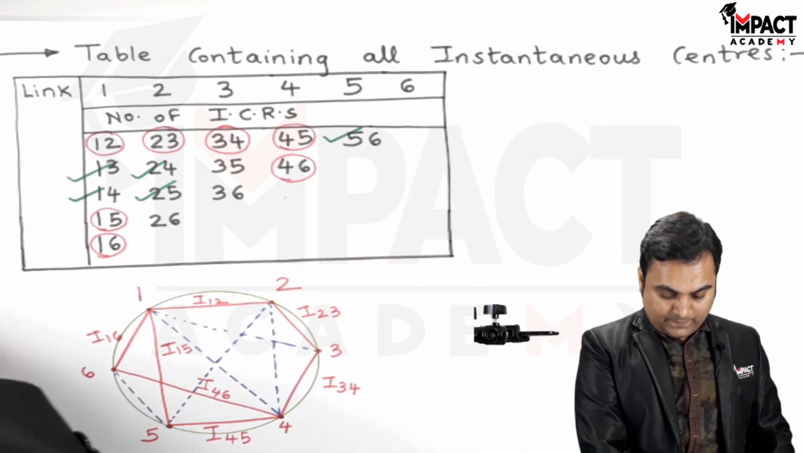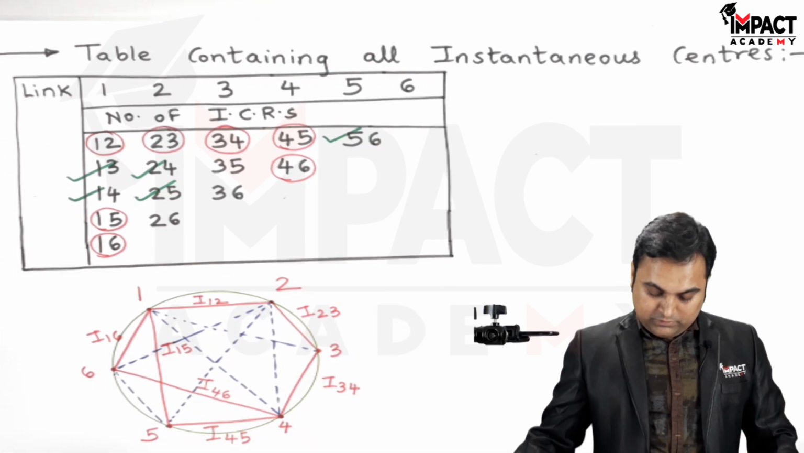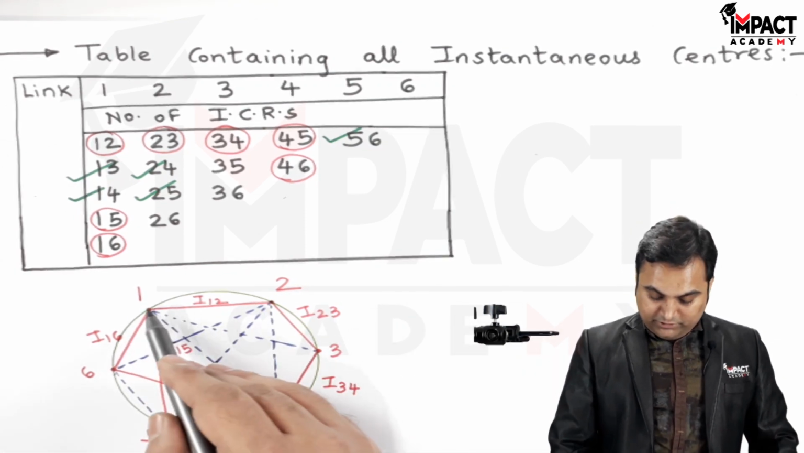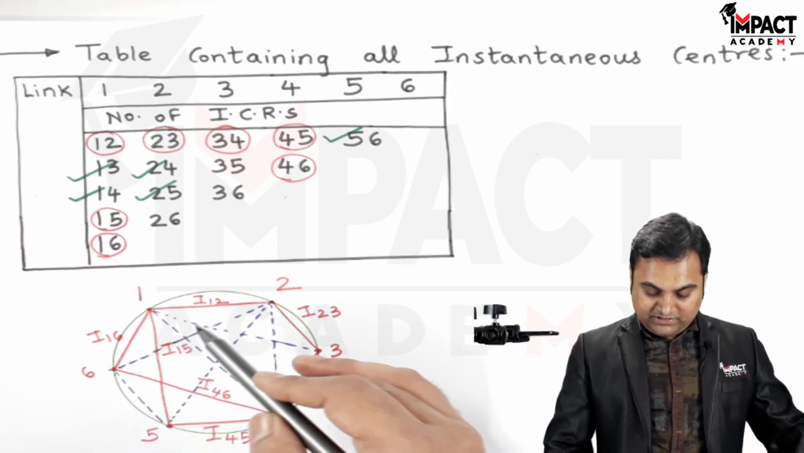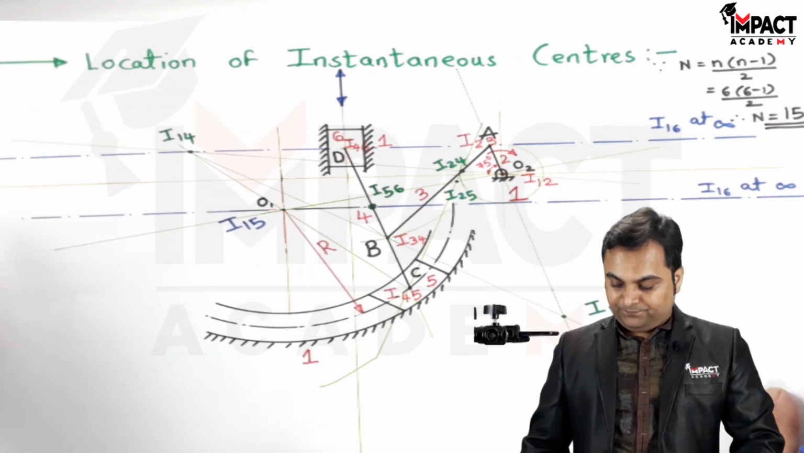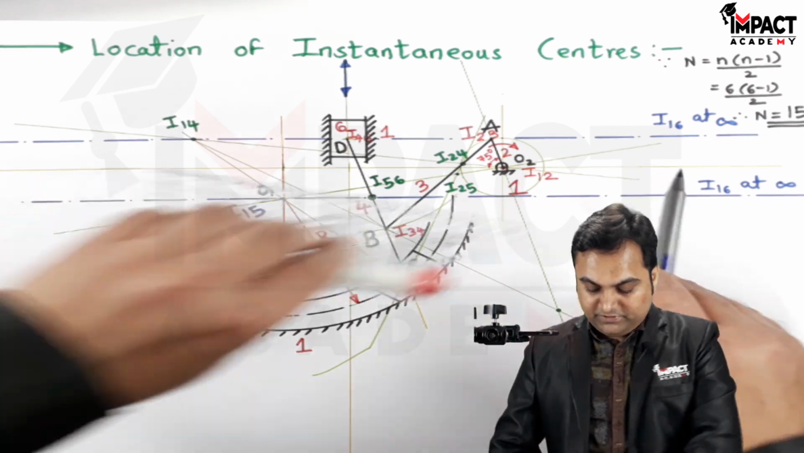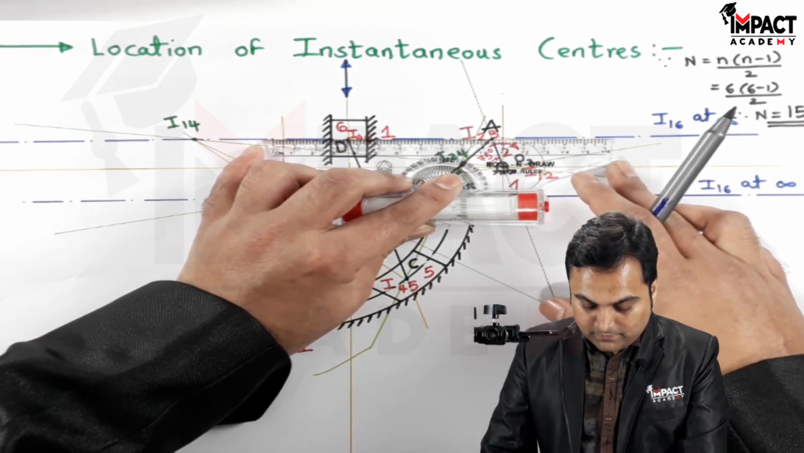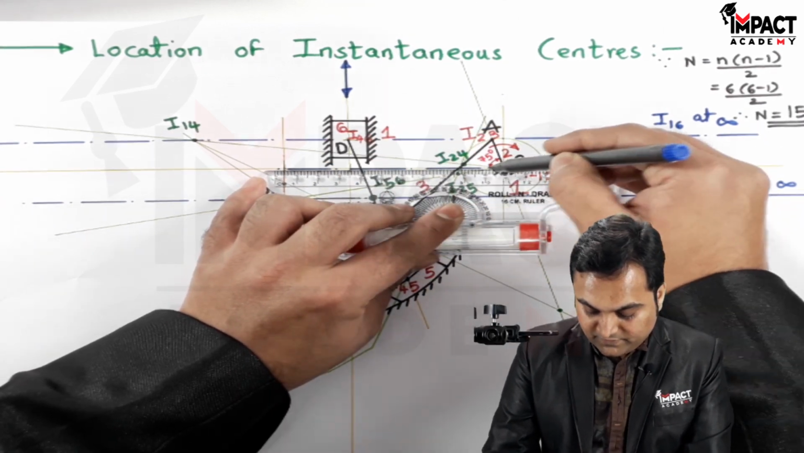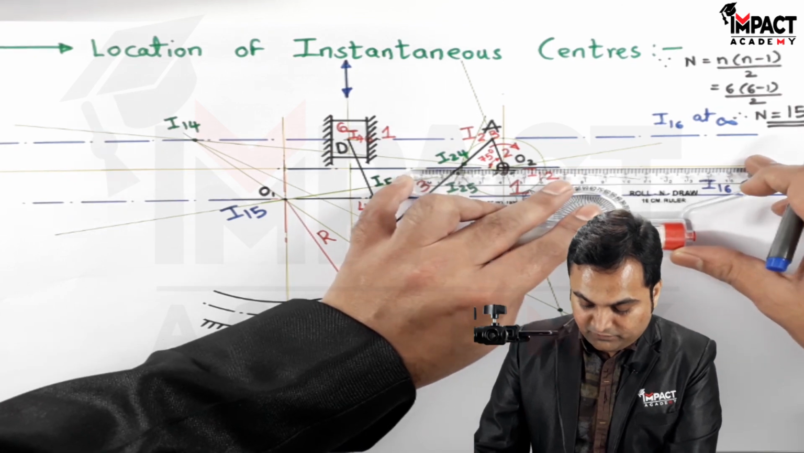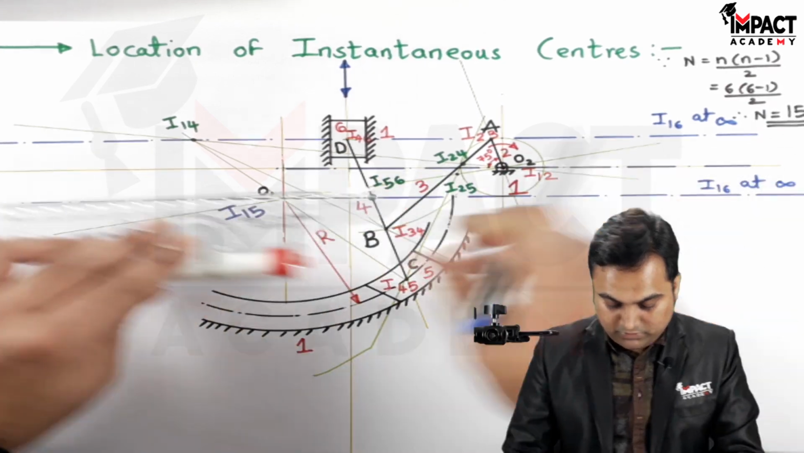Next for 2 6, joining 2 and 6. So it is meeting at the intersection of two sets of triangles, 1 2 6 and 2 5 6. So 1 2, 1 6 is already there. I can show it over here that we have 1 6 and this is 1 2. So 1 6 would be just projected horizontally passing through this fixed end. So this is the line connecting 1 2 and 1 6, instantaneous centers I12 and I16.